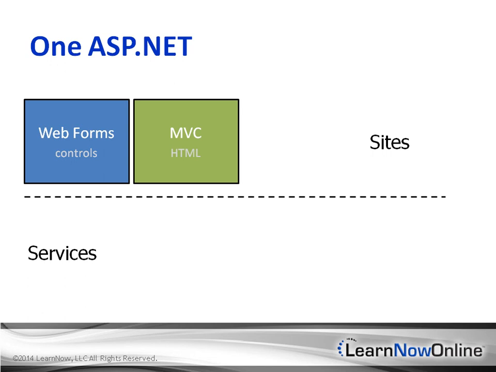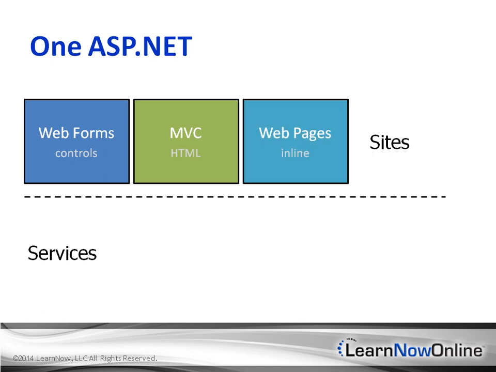Another way of building websites is what are called web pages. And this is really along the lines of what classic ASP is, using what's called a razor syntax, to be able to write pages where there is no code behind, the code is written right in the page. One ASP.NET says that we want to be able to use all of these different technologies together.